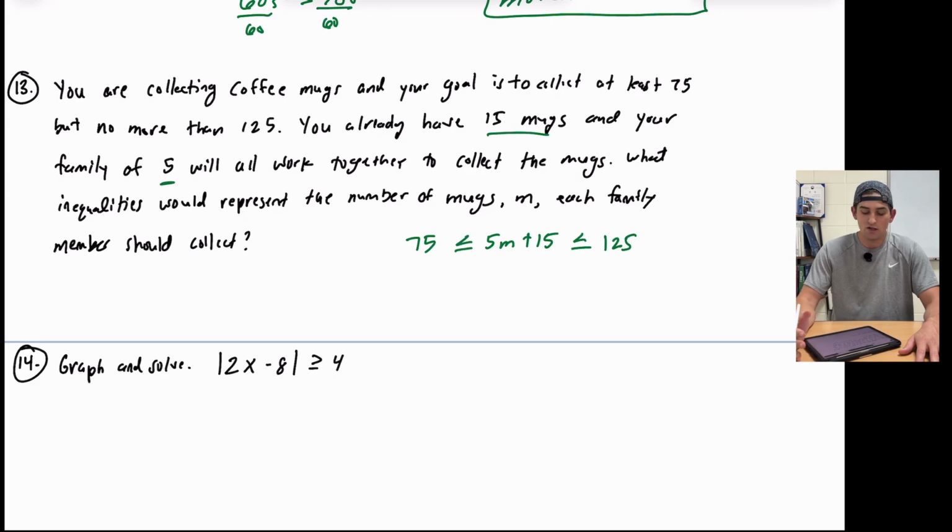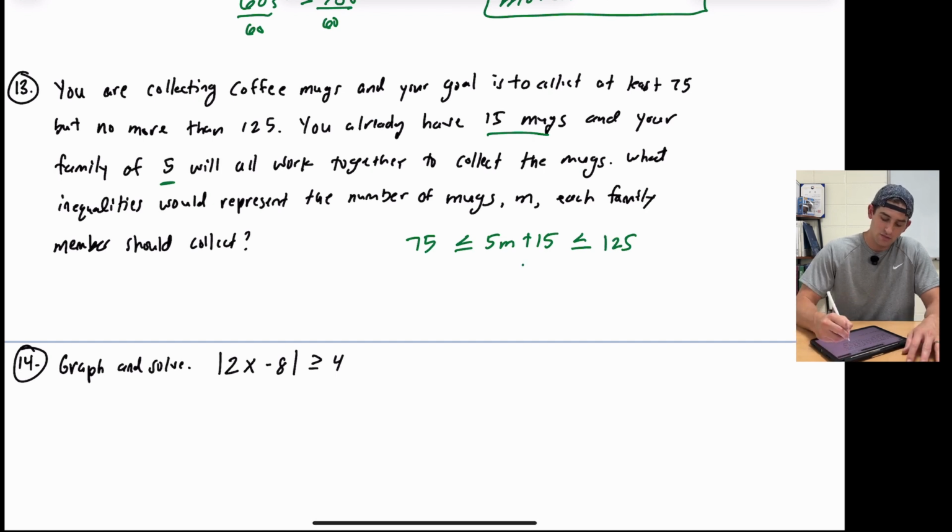All right, now I'm going to add these inequality symbols in here because 5m plus 15 is representing how many mugs we're collecting, right? So now the 5 is because we have 5 family members. We're all going to collect some mugs. The 15 is the 15 mugs that already exist that we have in our possession. So we want 5m plus 15 to be greater than or equal to 75, right? We want at least 75, but we also want that to be less than or equal, or at most 125, all right? So that would be what it would look like, and now we can solve that by subtracting 15 from both sides, or from all sides, I guess we should say.